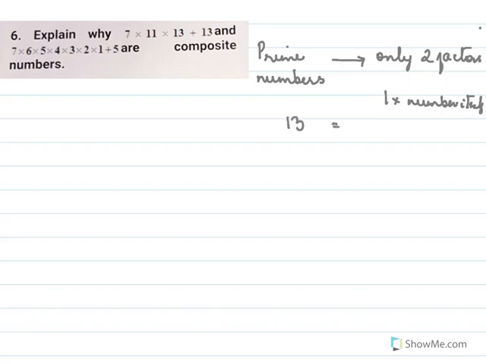Like 13. 13 has got 2 factors, 1 and the number itself, 13. 17 has got just 2 factors, 1 and the number itself. 23, prime number, 1 and the number itself. 7, prime number, 1 and the number itself.